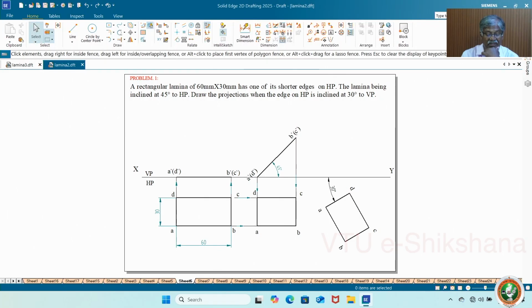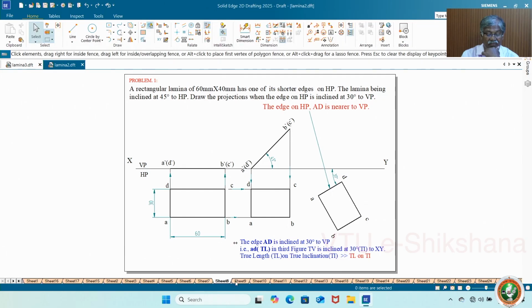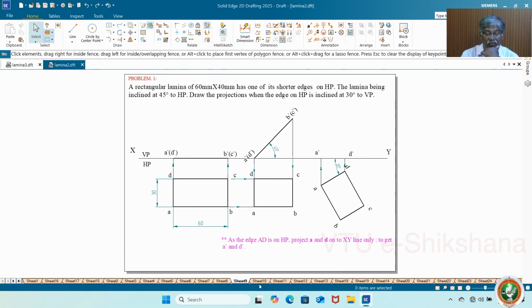This is what I did. Now this is the procedure you have to follow. Now project this point. See, AD is very much on XY line. That's why I have given exclusively for this one slide. AD must be projected only up to XY line. That's what I did on the board also.